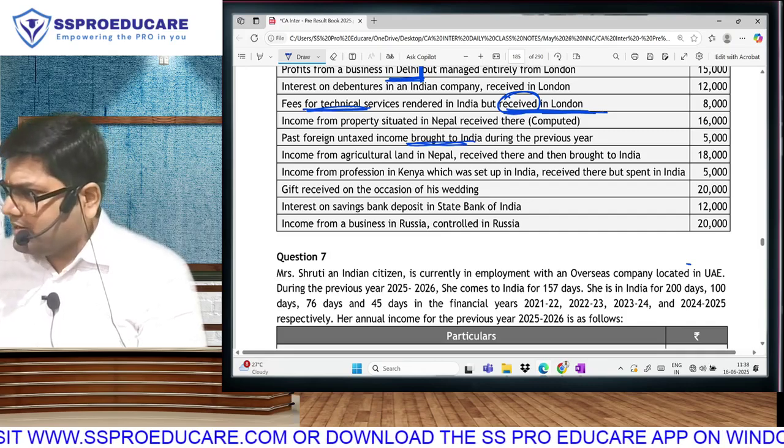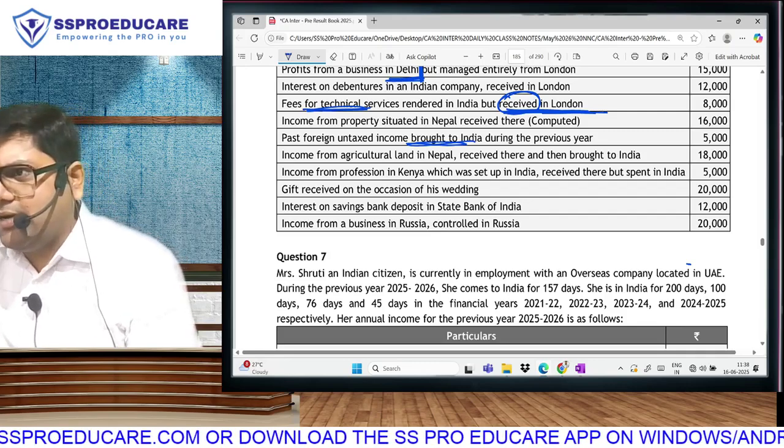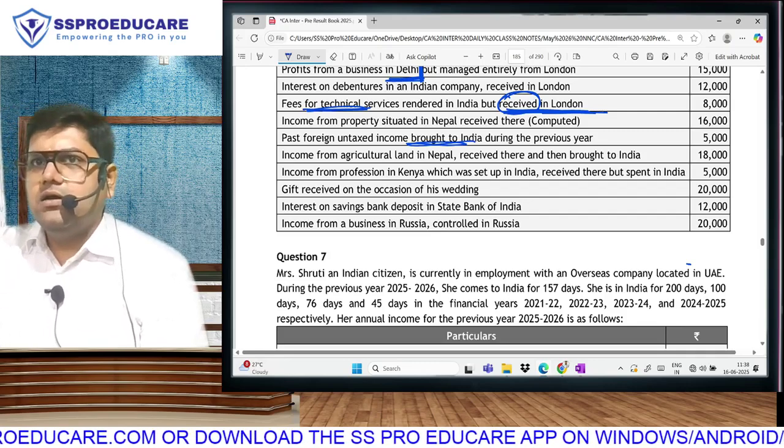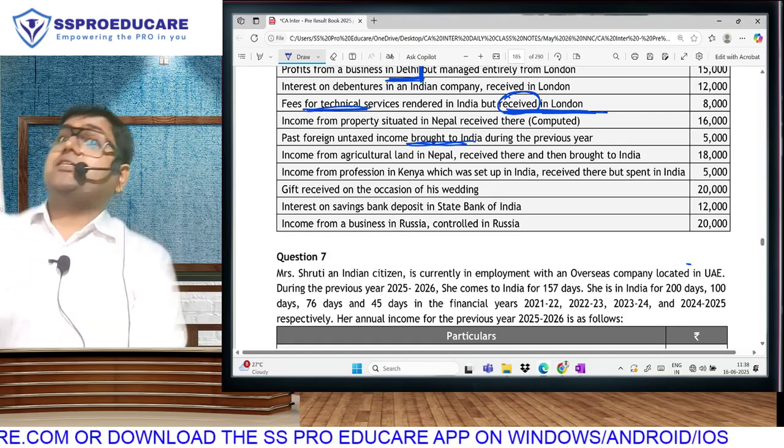So have you earned that income again? Just because you are taking money from one place to another, does that mean you have earned income again? No. Remittance means that only. And income will be taxable when it is earned.